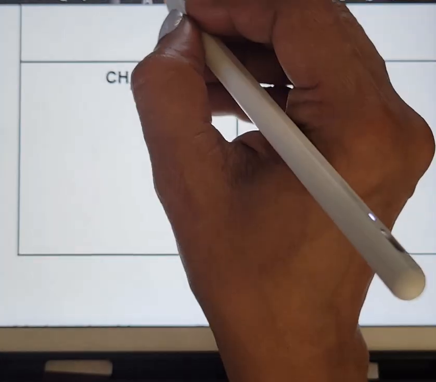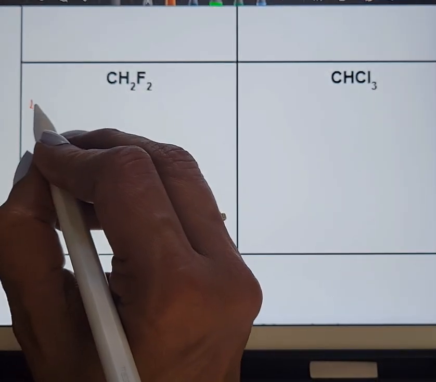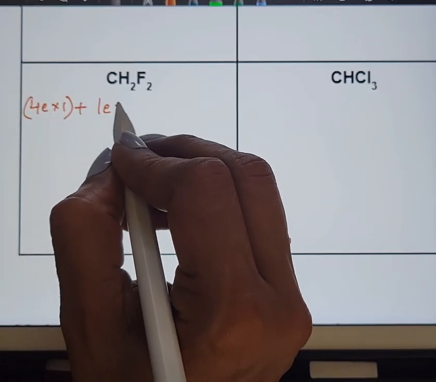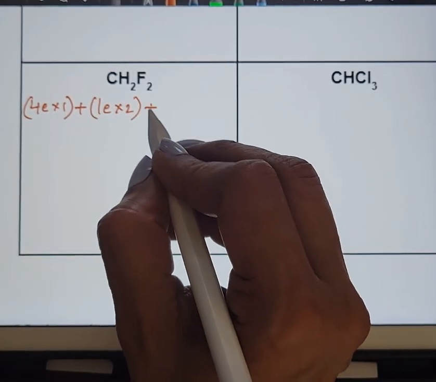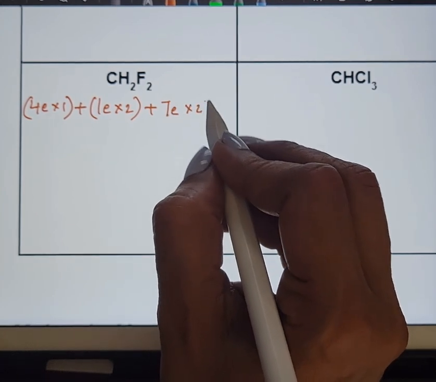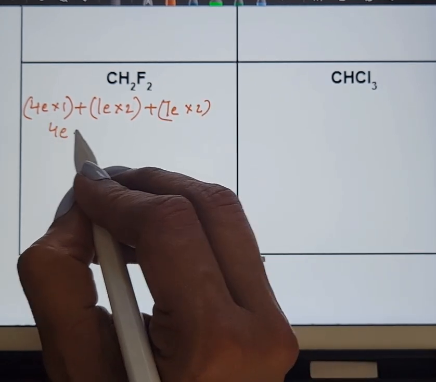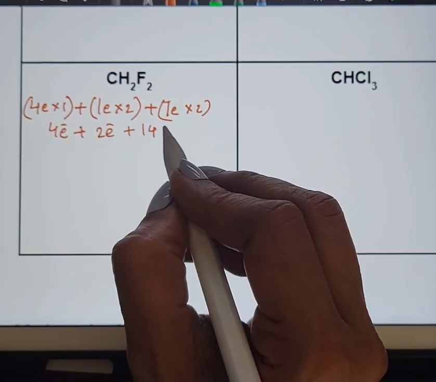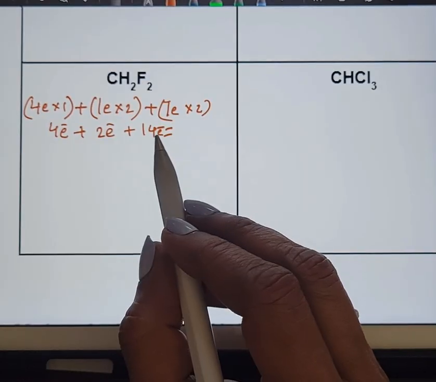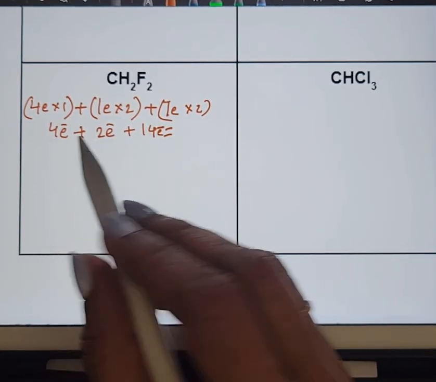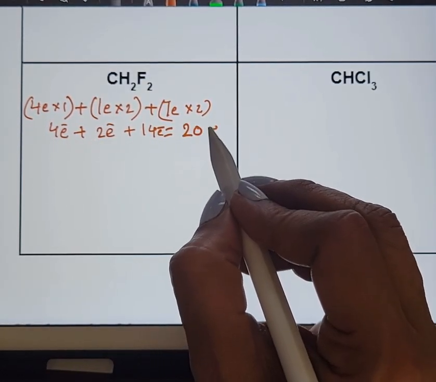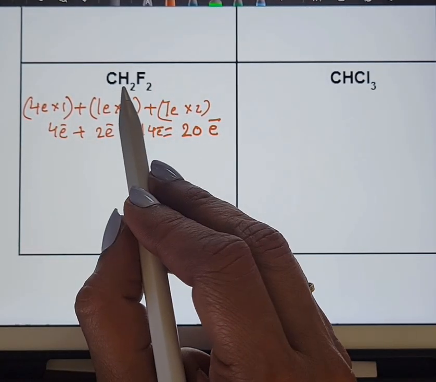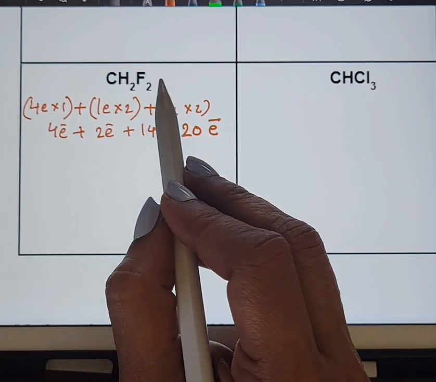Let's calculate the valence electrons first, okay? So carbon, there are 4 electrons and 1 carbon, okay, plus hydrogen, 1 electron, there are 2 hydrogens, plus fluorine, 7 electrons, there are 2 fluorines. So it is 4 electrons plus 2 electrons plus 14 electrons. So it is 14 plus 2, 16 plus 4 is how many electrons? 20 electrons. Okay.